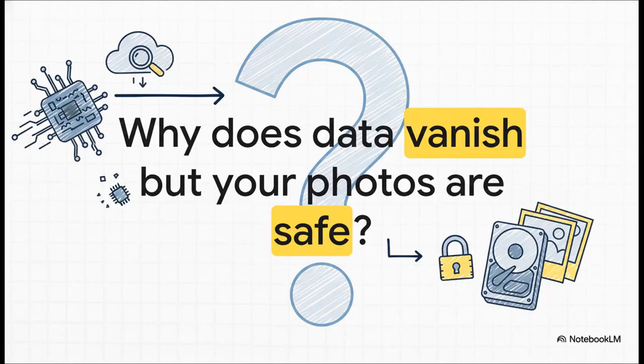So here's the central mystery, right? You're in the middle of a game, the power flickers, and poof, it's all gone. But your photos, your documents, they're totally fine. Why? Well, that's the whole difference between a computer's short-term and its long-term memory. And figuring that out is the key to, well, everything.